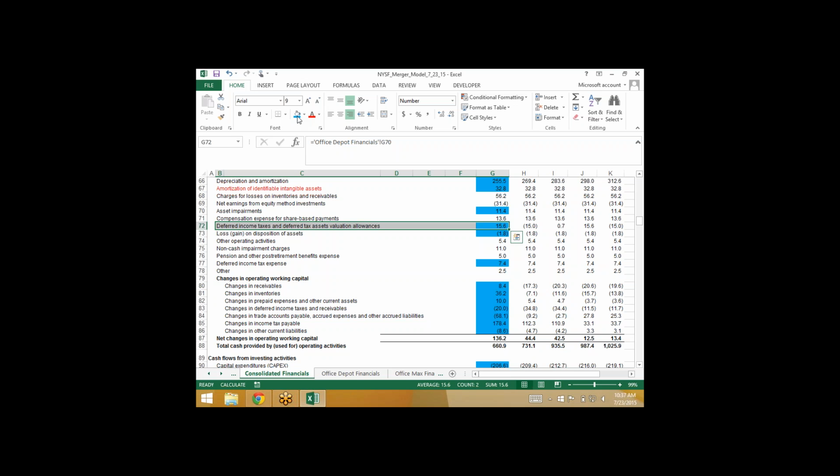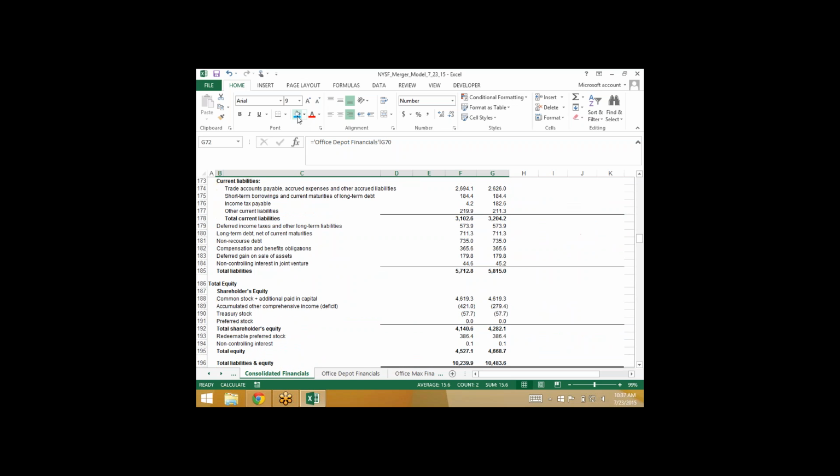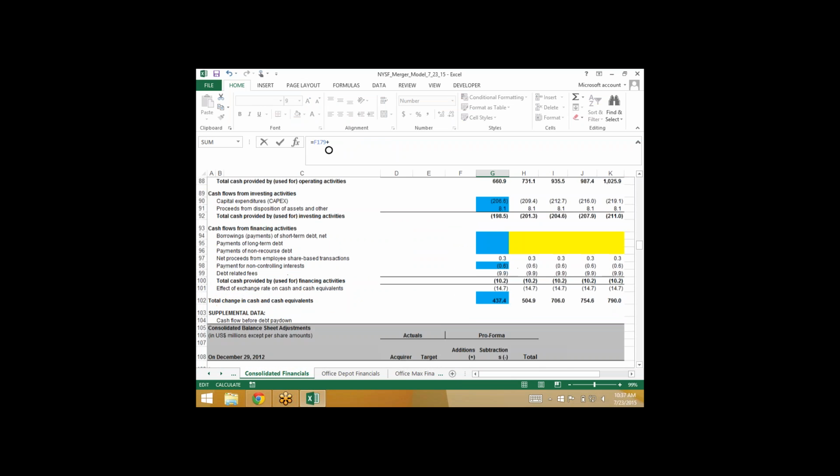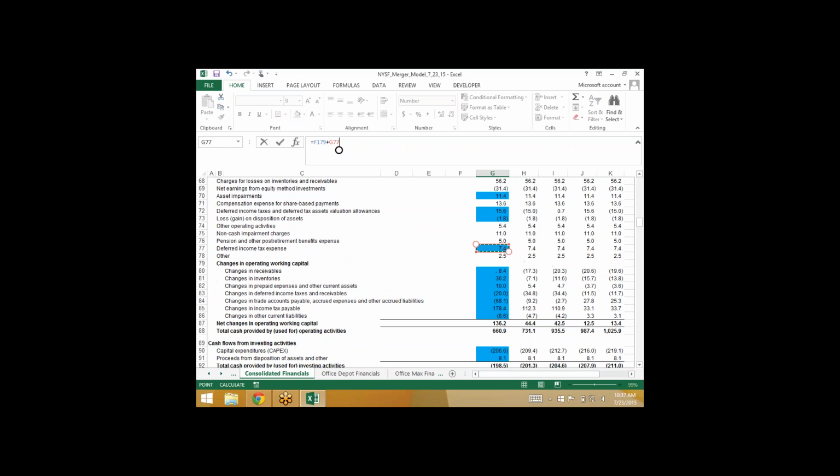So what I had done was, when I went down to deferred tax liability, here I added to that as a plus the deferred tax expense plus deferred taxes and valuation allowances.